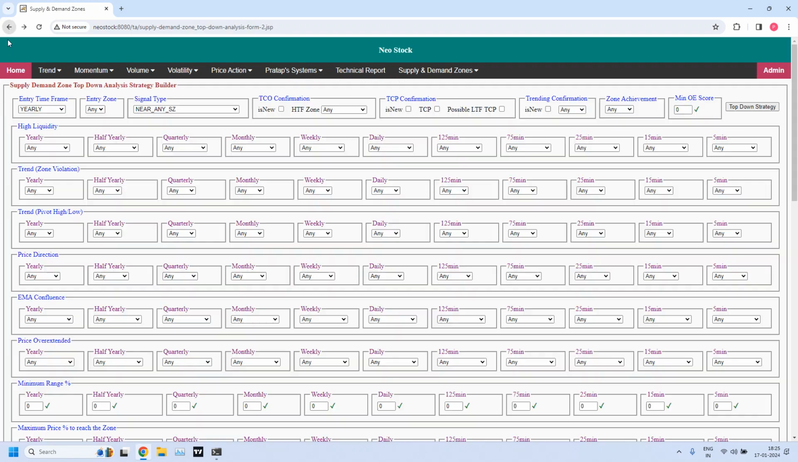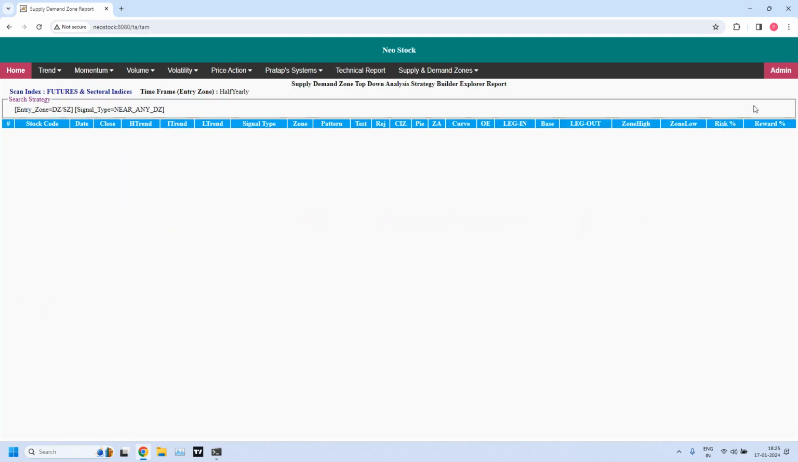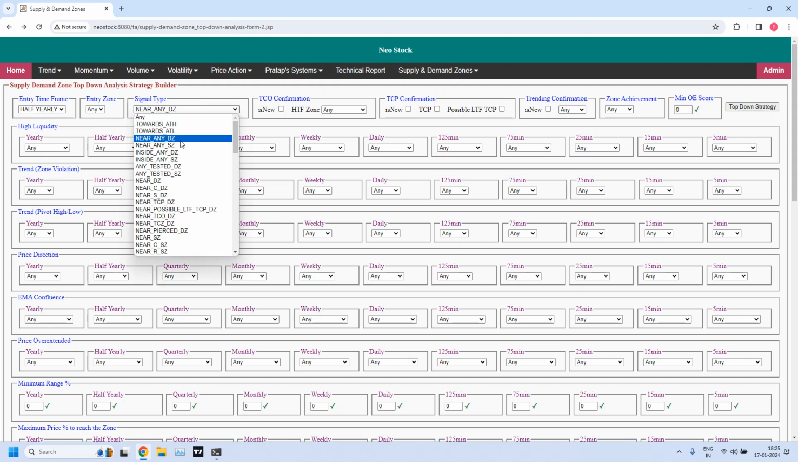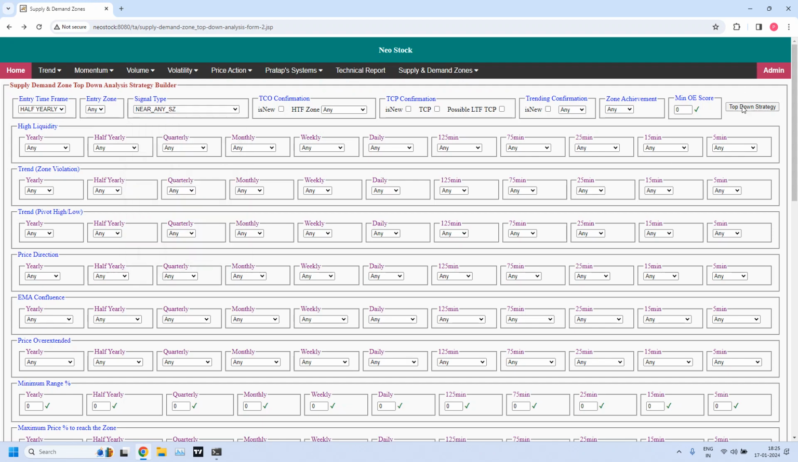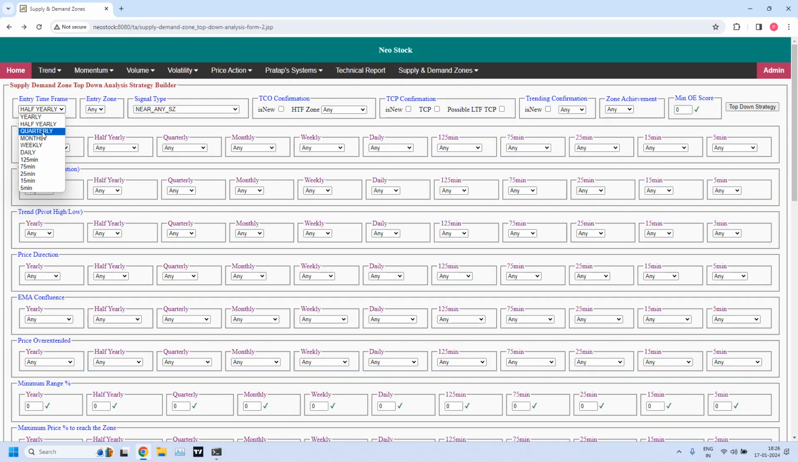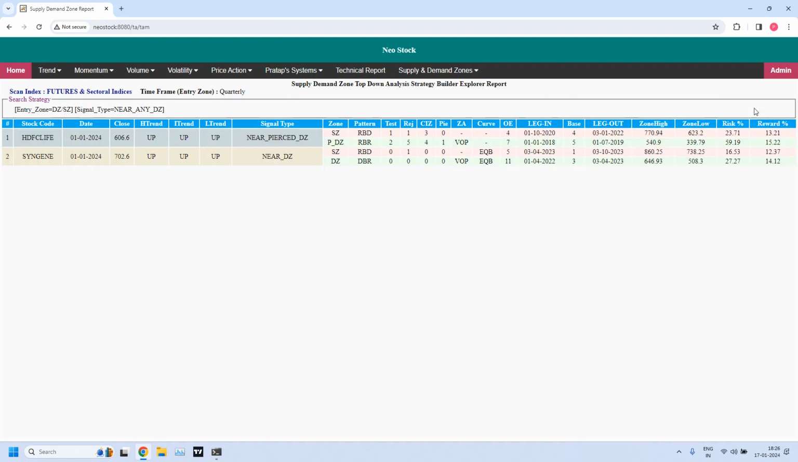No stocks are identified. In the half yearly time frame, let us find the stocks near the half yearly demand zone. No stocks. For the half yearly time frame, let us find the stocks near the half yearly supply zone. Here also no stocks. Next, quarterly time frame, let us find the stocks near the quarterly demand zone. Two stocks are filtered.